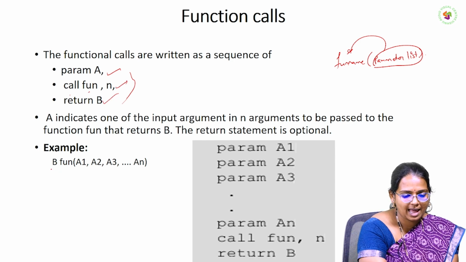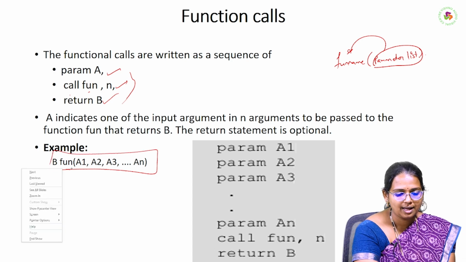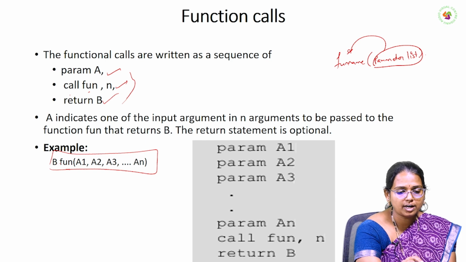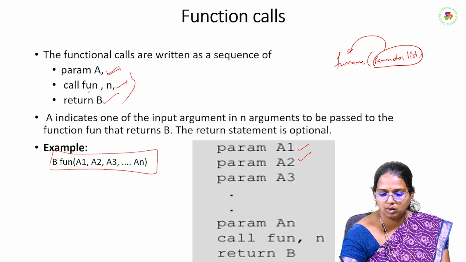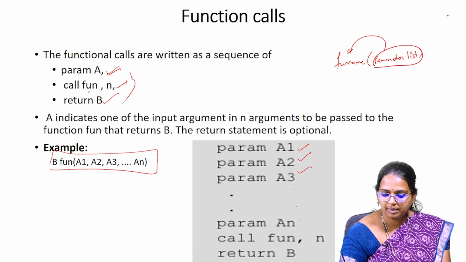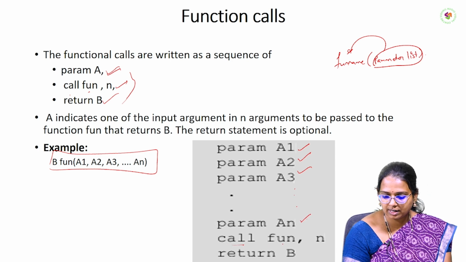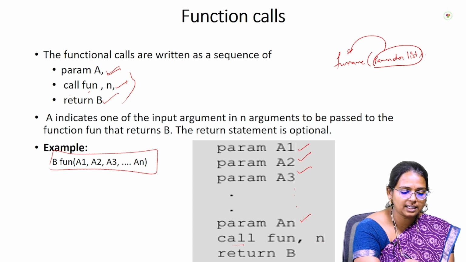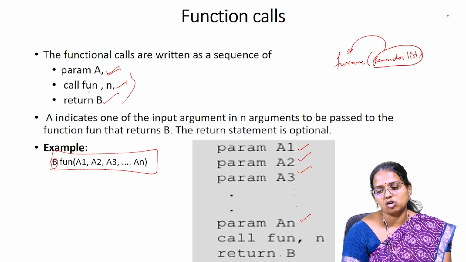Here we have one example. One function with n parameters and the return value is b. First we should represent the parameters: param a1, param a2, param a3, like that, param an. Then we should call the function: call function, with how many arguments? n arguments. Is this function returning any value? Yes, return b. Like this the function call is represented in 3 address code.